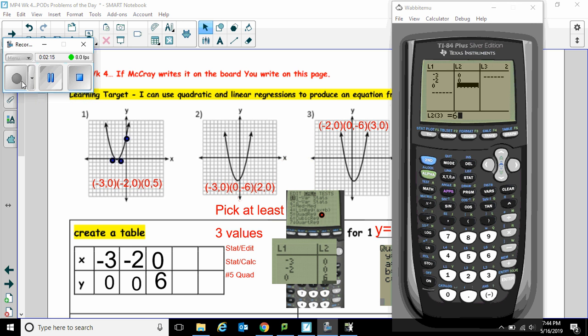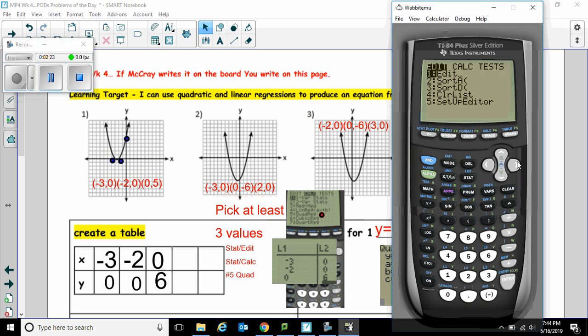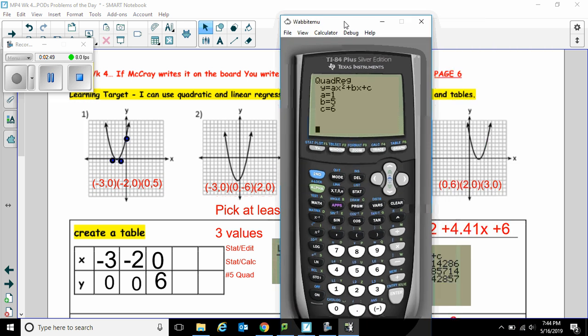Okay. So as I said, in our calculator, we want to store these values. And then we want to go to Stat, Calc, and we're working with a quadratic. So we're going to hit 5. We're going to hit Enter. And we notice my a goes in front of my x squared. B goes in front of my x, so it's x squared plus 5x. And my c goes last.